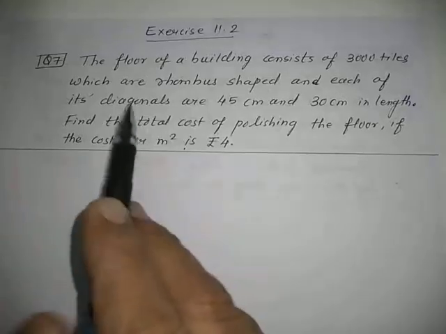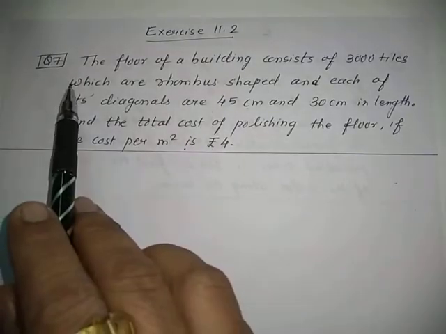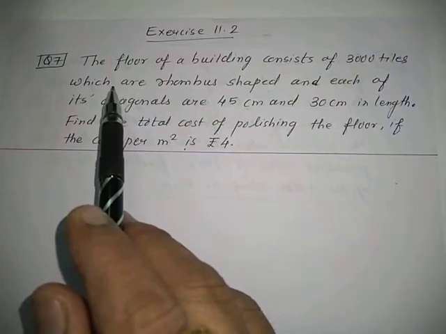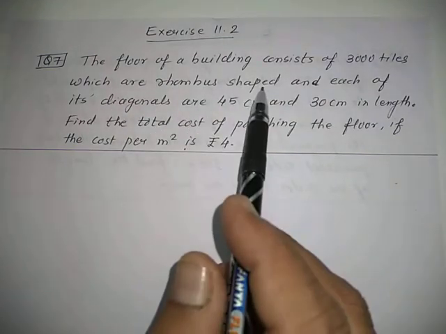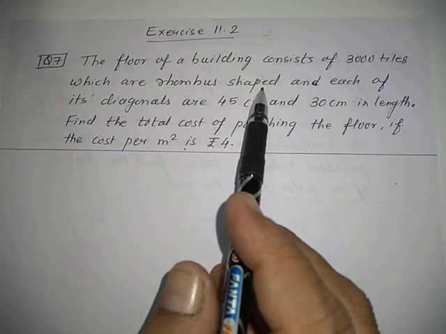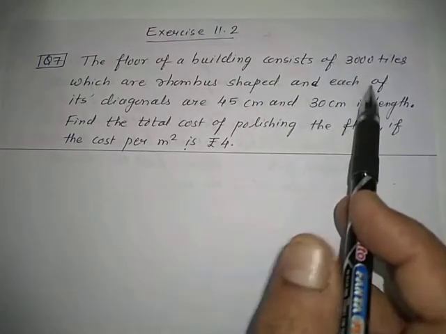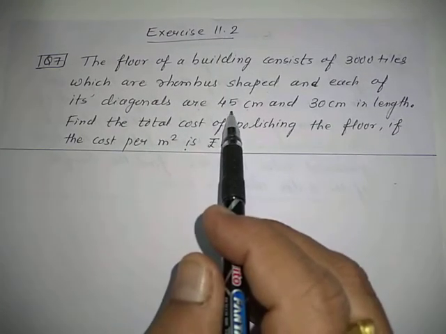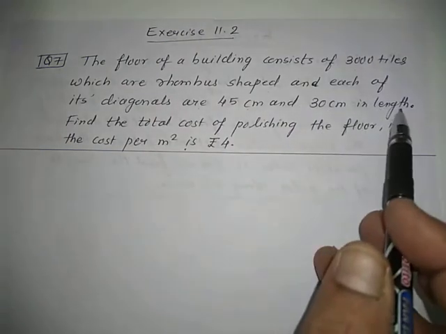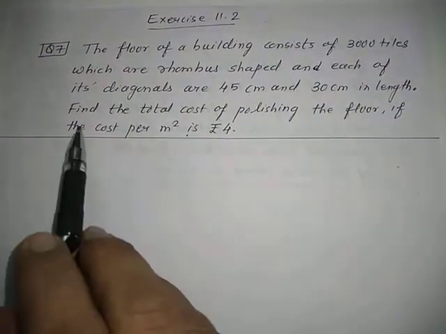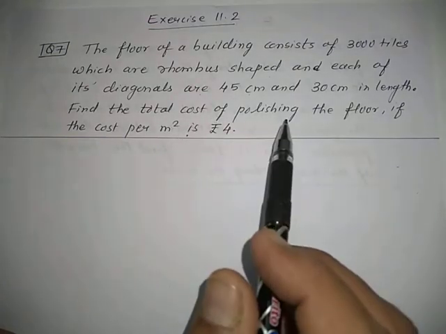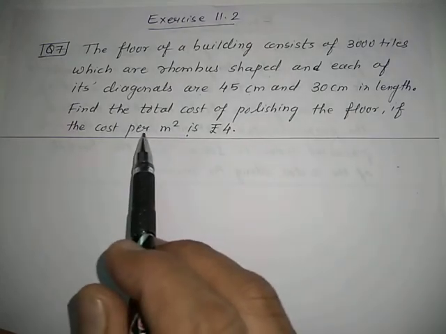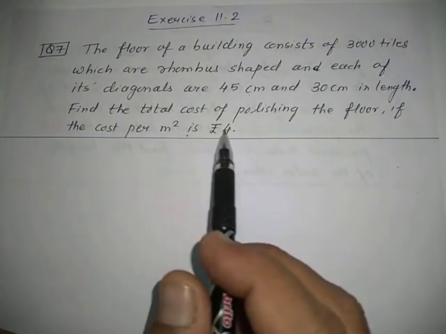Seventh. 11.2, question number 7. The floor of a building consists of 3000 tiles which are rhombus shaped. So the tiles in this floor are in rhombus shape, and the diagonals of each tile are 45 centimeter and 30 centimeter in length. Apart from this, find the total cost of polishing the floor if the cost per meter square is rupees 4.